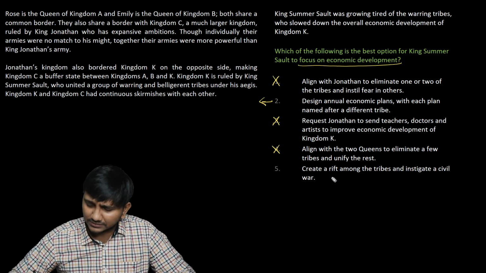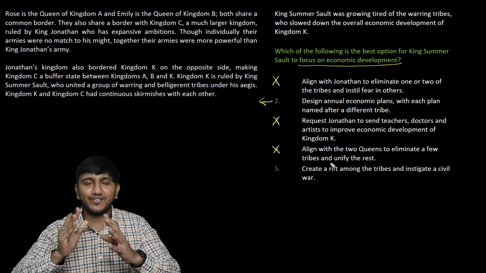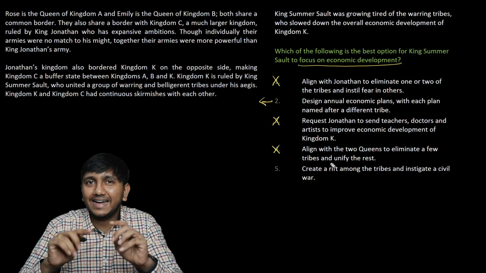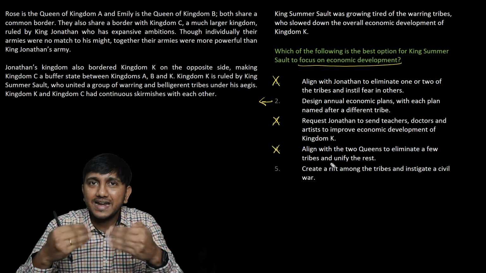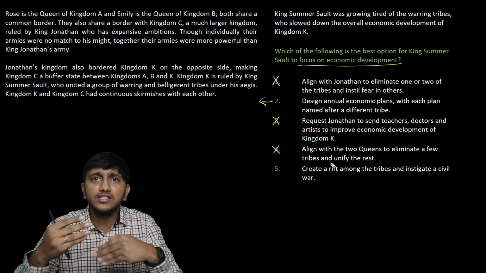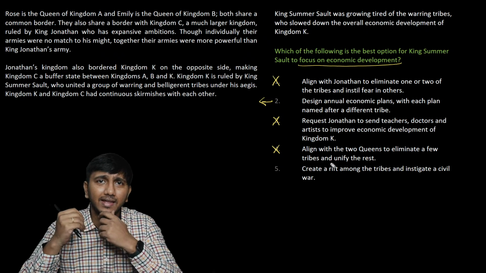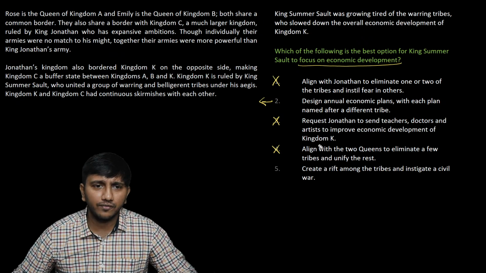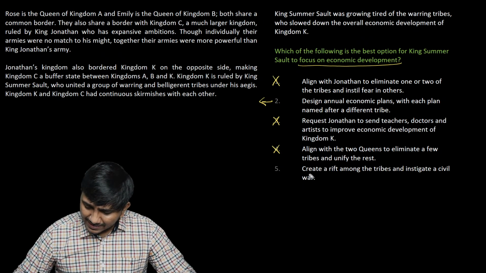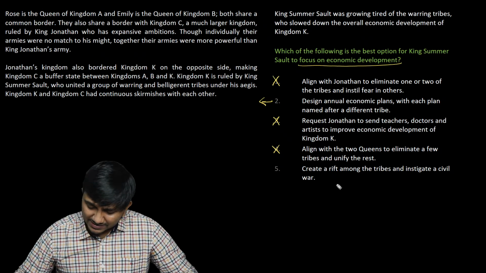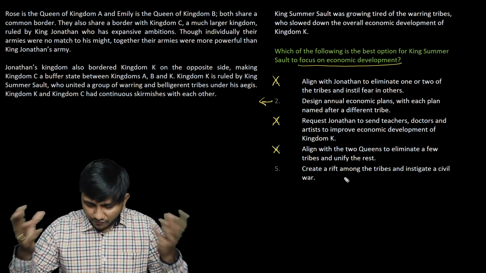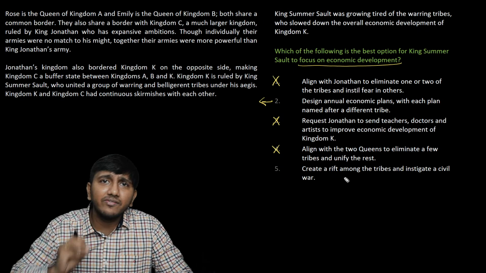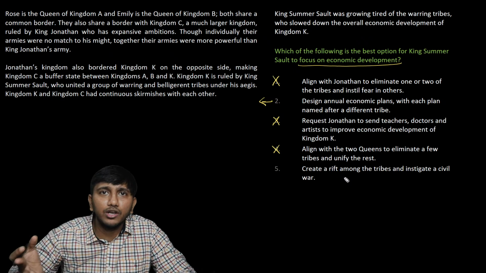Pretty murderous, that is. It's not that you cannot go for a murderous option in a kingdom kind of situation. You can go for it, provided that's the only option for you. Otherwise, you might end up dying. If it is a do or die kind of situation, you can still go for something like that, especially in a kingdom warring context. But here, create a rift among the tribes and instigate a civil war means you're just thinking of killing them off. You're still not explaining how you are going to work on the economic development part. You're just demolishing them.